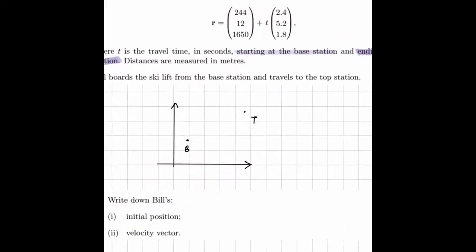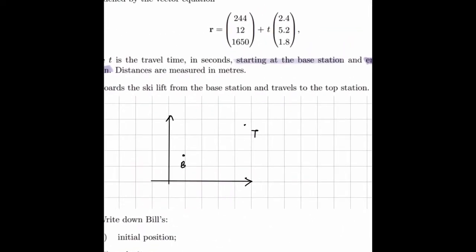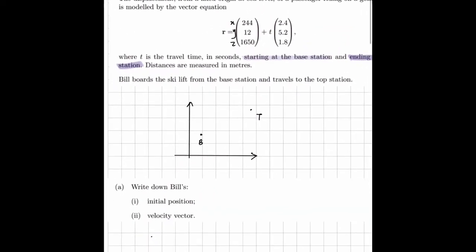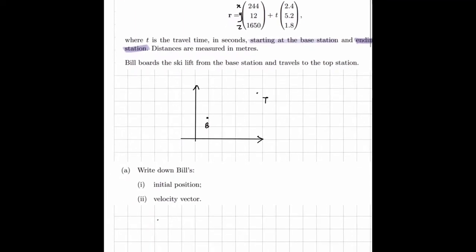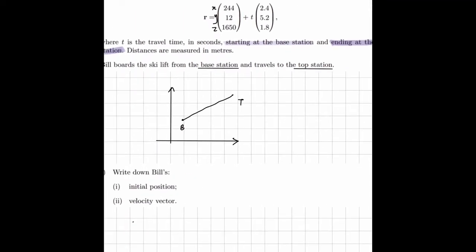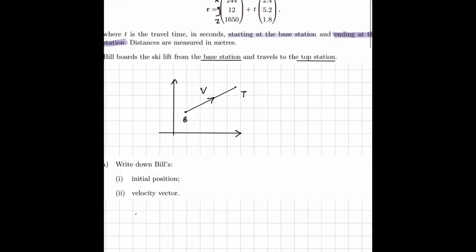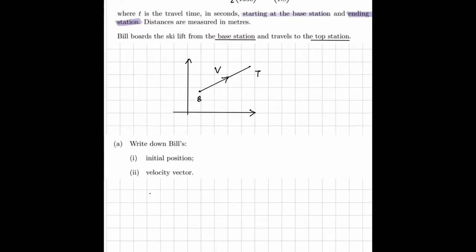So this is a 3D vector because we have x, y, and z values. But to visualize the scenario, I'm drawing it in a 2D plane. So from B, we're going to T. So that is the scenario. So the first question asks, write down Bill's initial position.